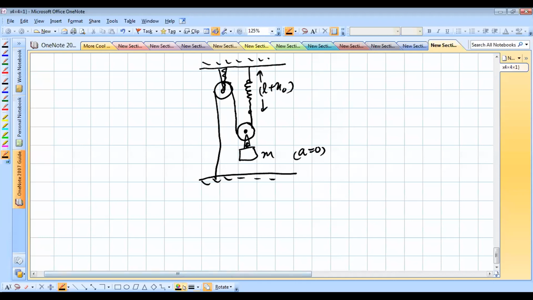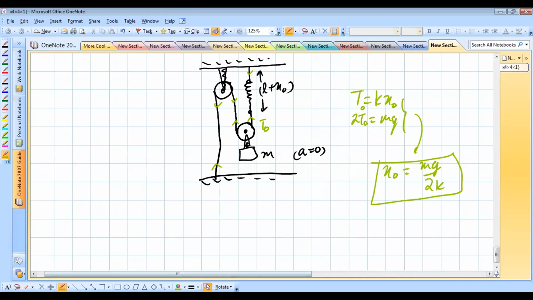You realize that the tension in this thread right now, so that tension is equal to kx naught on one side, and so this tension is T naught, and 2 T naught is equal to mg. So from this you have that x naught is mg by 2k.